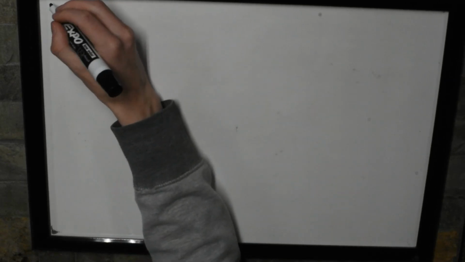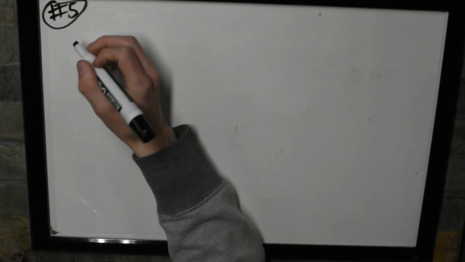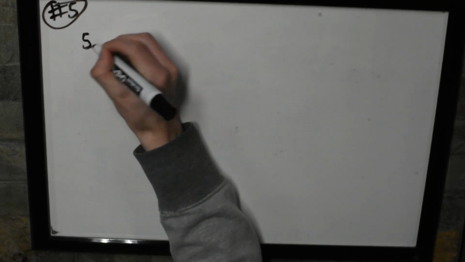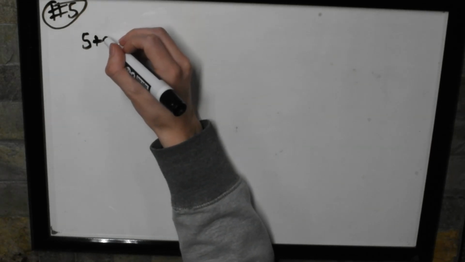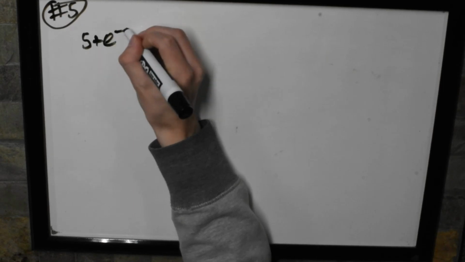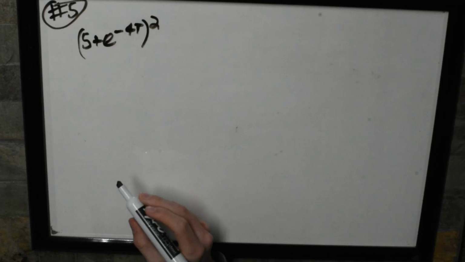So we're going to start out by doing number 5 on the homework. Number 5 isn't too bad. And again, this is on the My Math Lab homework. It's going to be 5 plus e to the negative 4t, and this whole quantity is going to be squared.